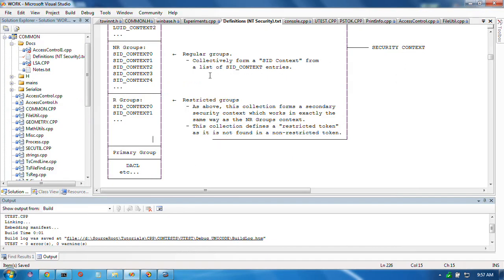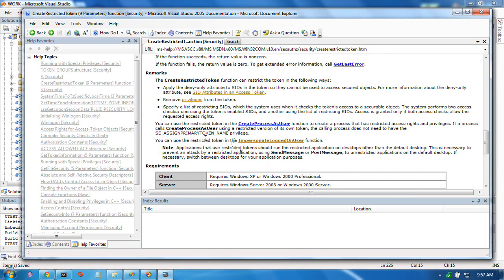No. I don't think that that's correct, and that's not what the help says. The help says something similar. The system performs two access checks, one using the token's enabled SIDs, and the other using the restricting SIDs. Access is granted only if both checks allow the requested access rights. It says almost exactly the same thing.